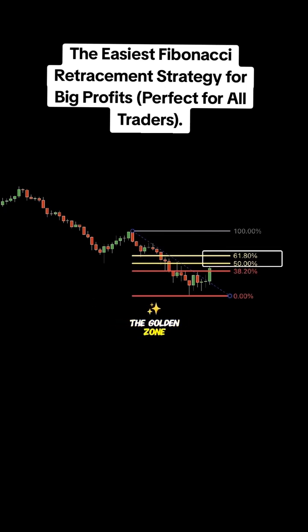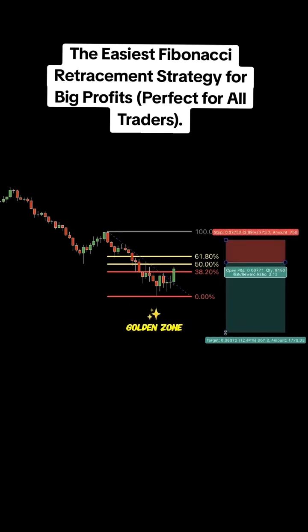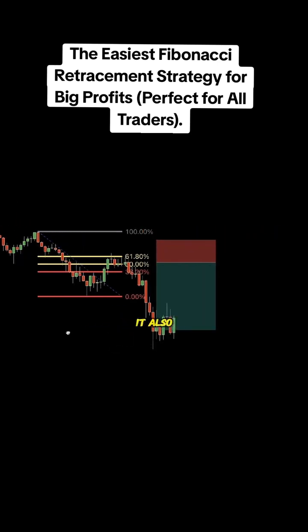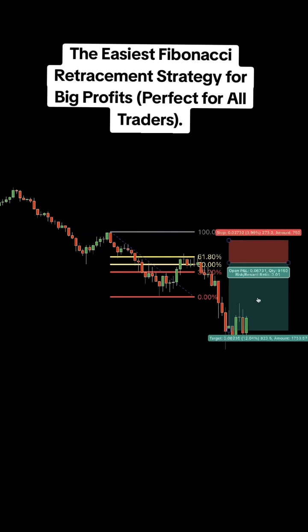This zone frequently signals the end of the retracement and the potential start of a new downward move. For a more aggressive approach, you could place a limit order within this golden zone without waiting for additional confirmation. Just remember, while this method can offer higher rewards, it also carries a higher level of risk.